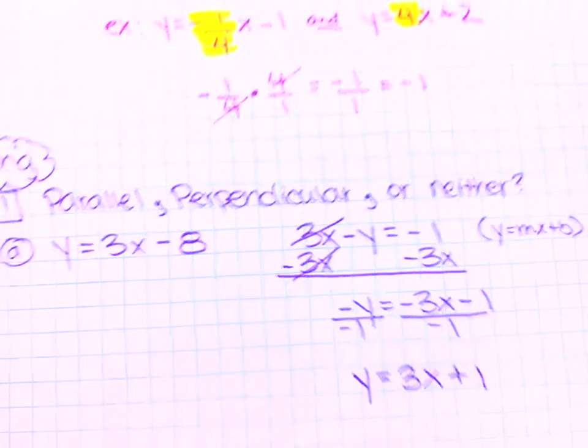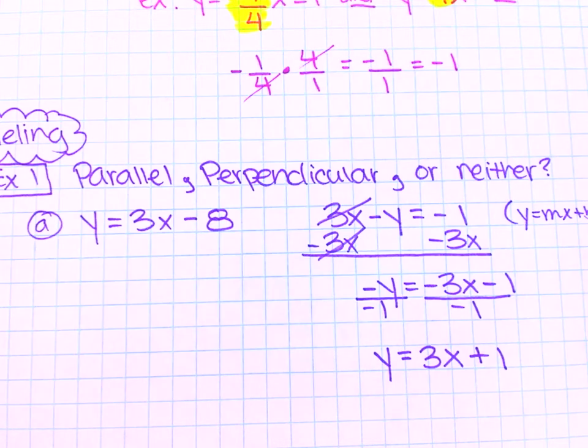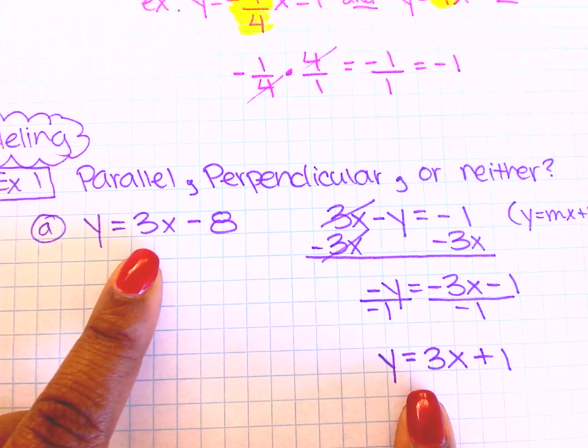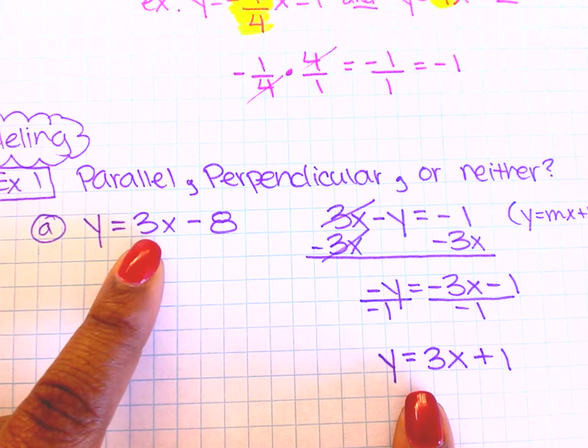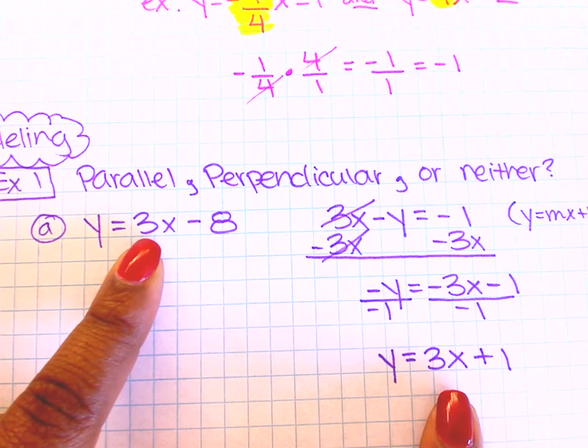So that's going to be, I guess, the hardest part of the problem. It's just converting it. But then from there, it's easy. All I have to do now is identify the slopes. Okay? So now I have 3x minus 8 and 3x plus 1. Are my slopes the same? Yes. So if my slopes are the same, is it parallel, perpendicular, or neither?